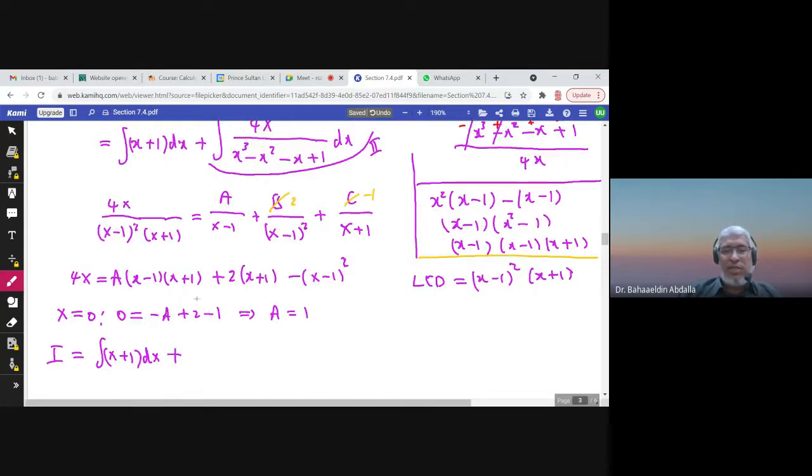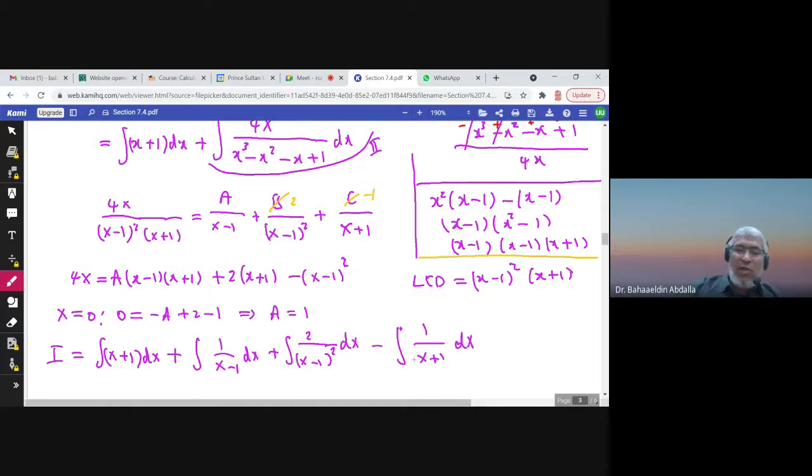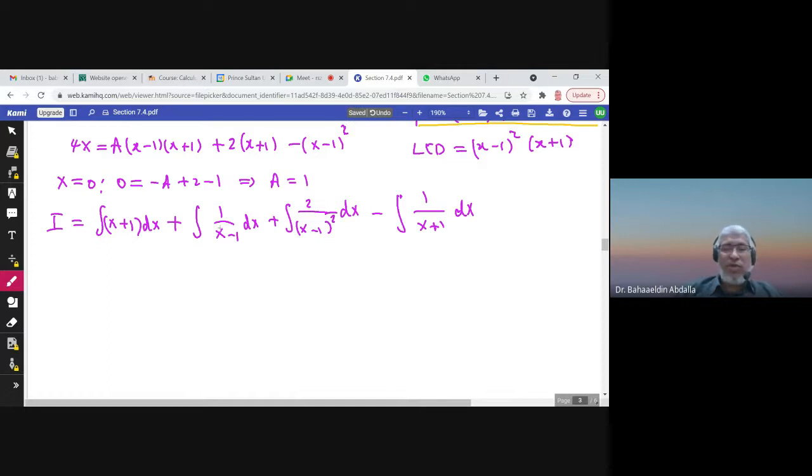So it is the integral of, a is 1, so 1 over x minus 1 dx. b is 2, so the integral of 2 over (x minus 1) squared dx. c is -1, so I can write -1 over x plus 1 dx. Okay. Well, we know how to find the integral of 1 over x minus 1, x plus 1. But what about the integral of 2 over (x minus 1) squared?